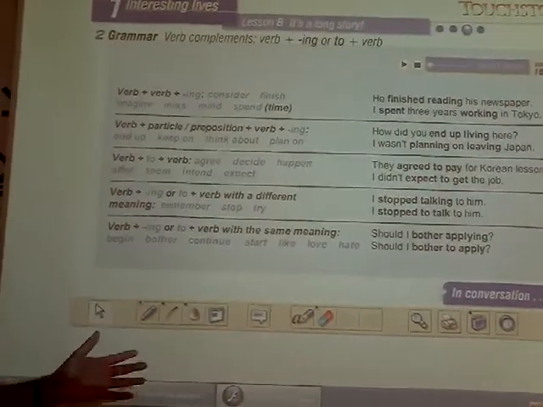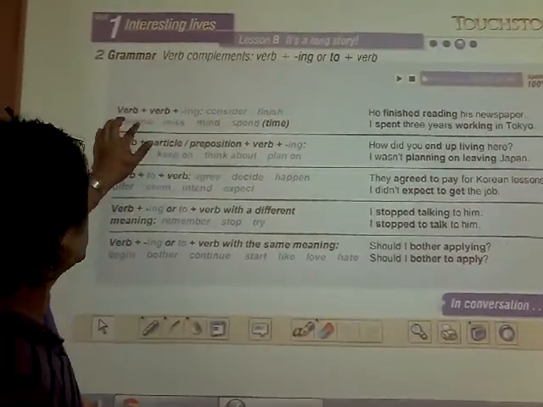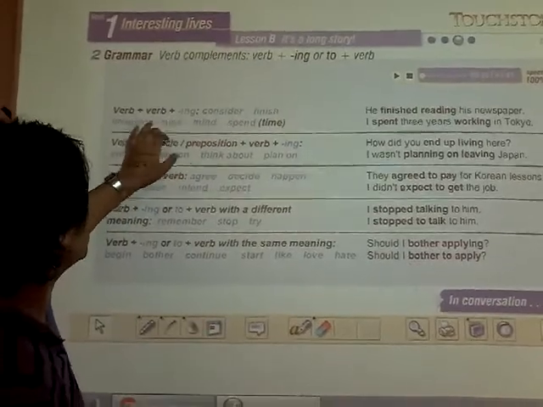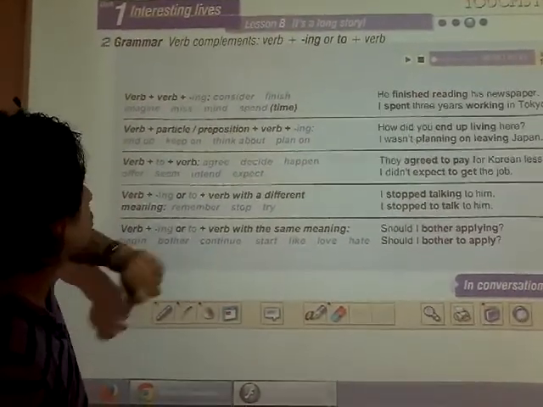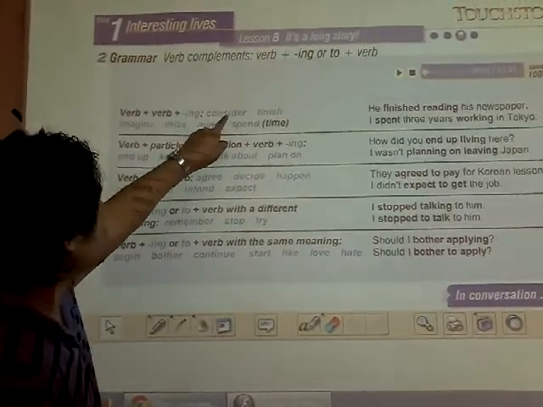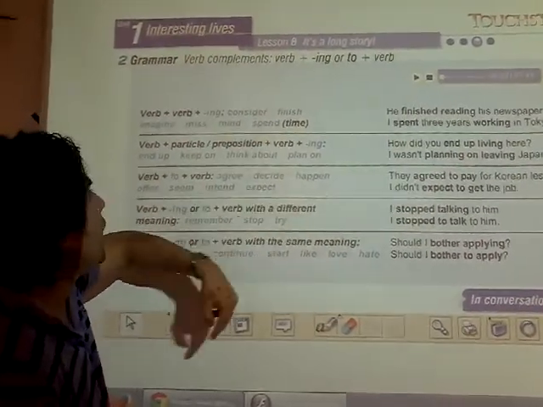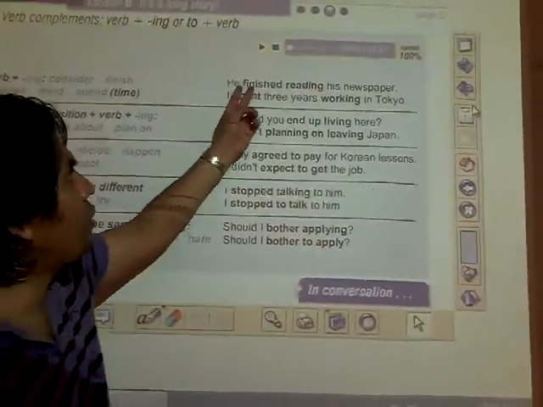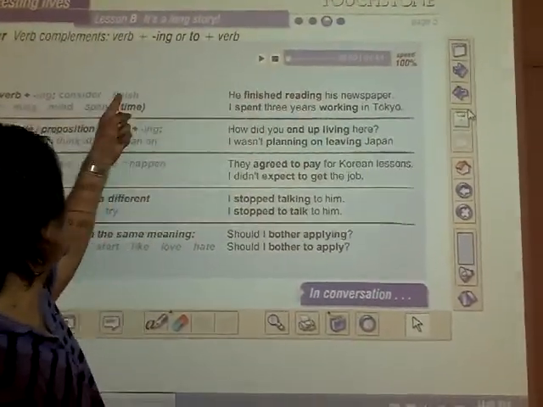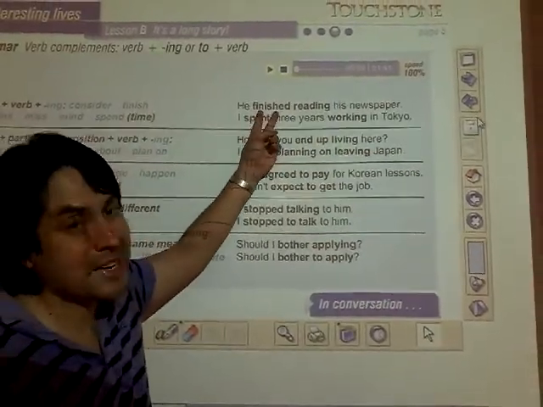The first class of verbs is this class. Verbs like finish, consider, imagine, miss, mind, spend. So all of these verbs are used in this way. You use this verb, consider, or finish, and then another verb plus ing. For example, we can say, he finished. You see the verb finish, finished in past tense.